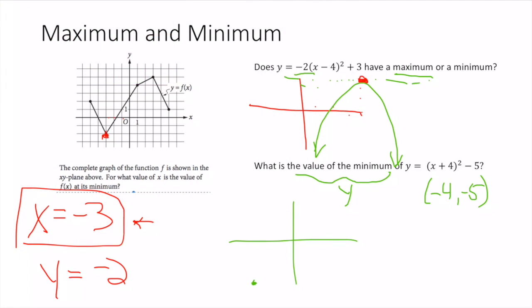My a here, I can decide is 1. So I'm opening up. So the value of the minimum is just the y coordinate of the vertex. So the value of the minimum is -5. So my min equals -5.